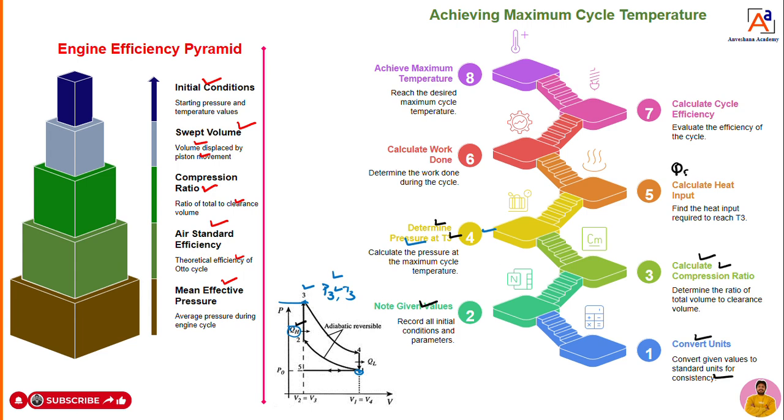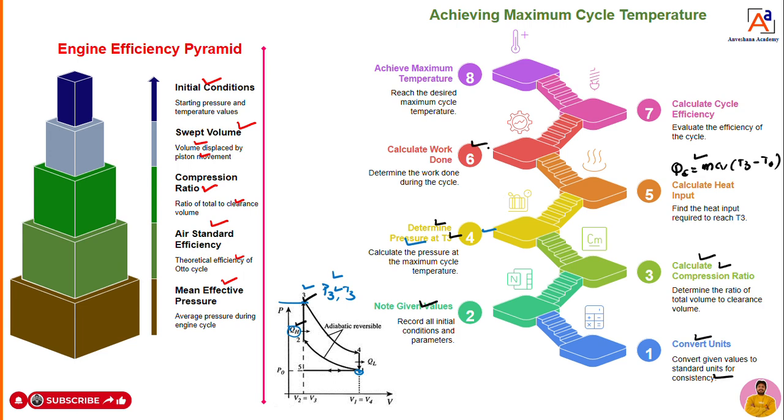How to calculate? We can calculate it as Qs is equal to m into Cv into, what is the maximum temperature now? T3, minus what is the minimum temperature? That is T2. So how much heat you have supplied during process 2 to 3, that you can calculate. That is the fifth step.